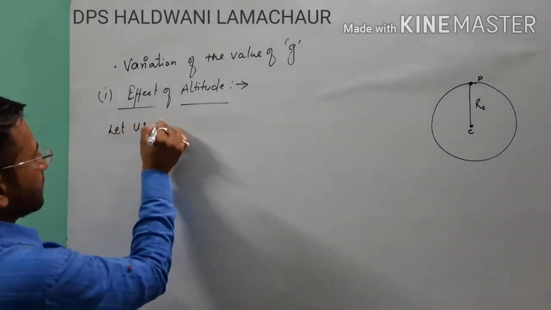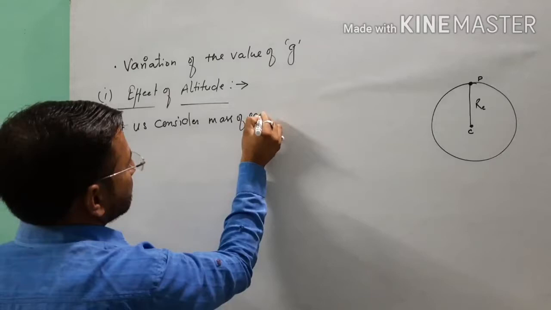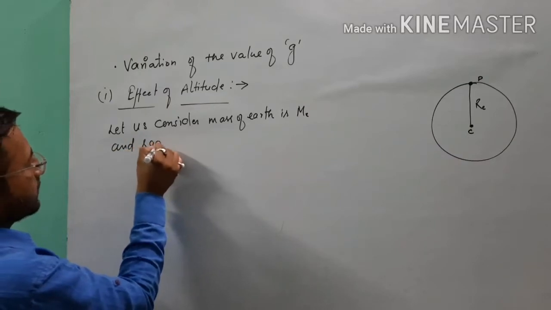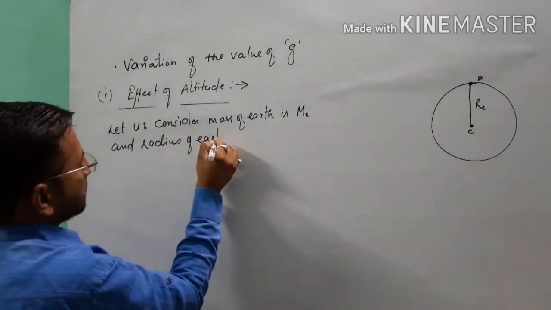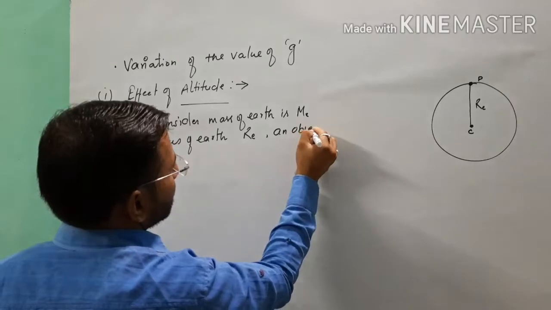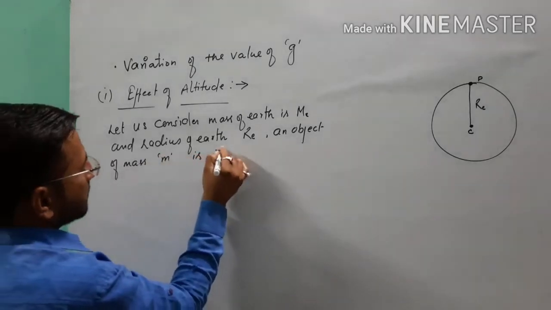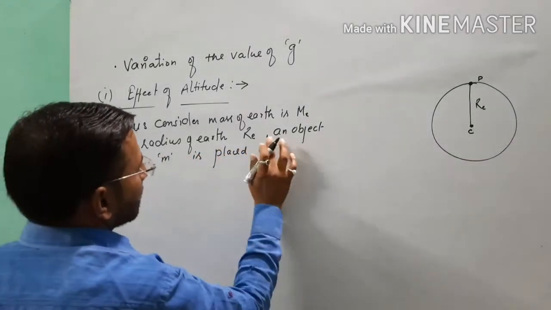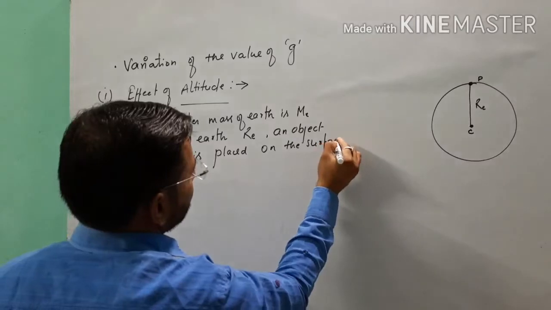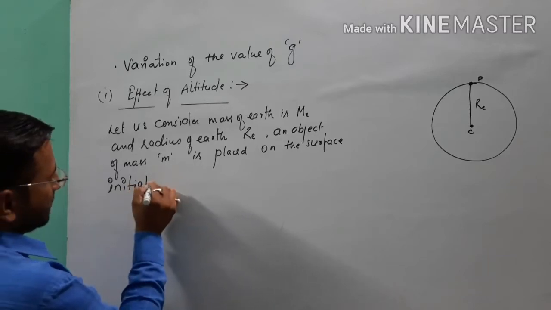So when the object is placed initially at point A, let us start with the statement. Let us consider the mass of earth is Me, and the radius of earth is RE, and an object of small mass m is placed on the surface initially.